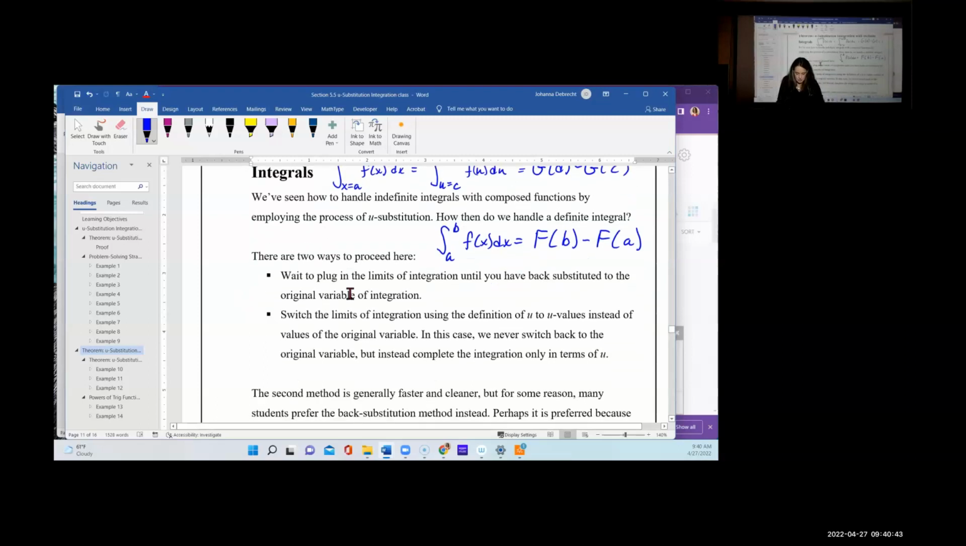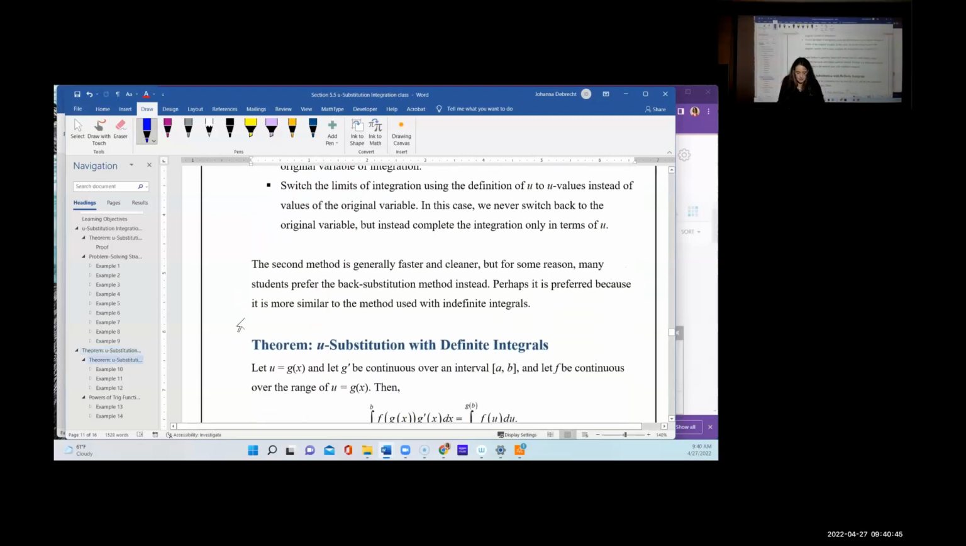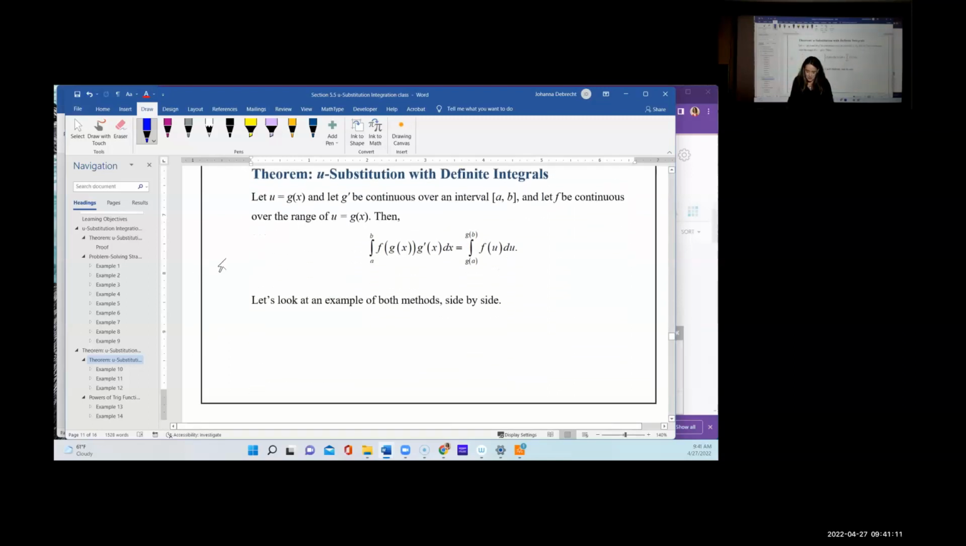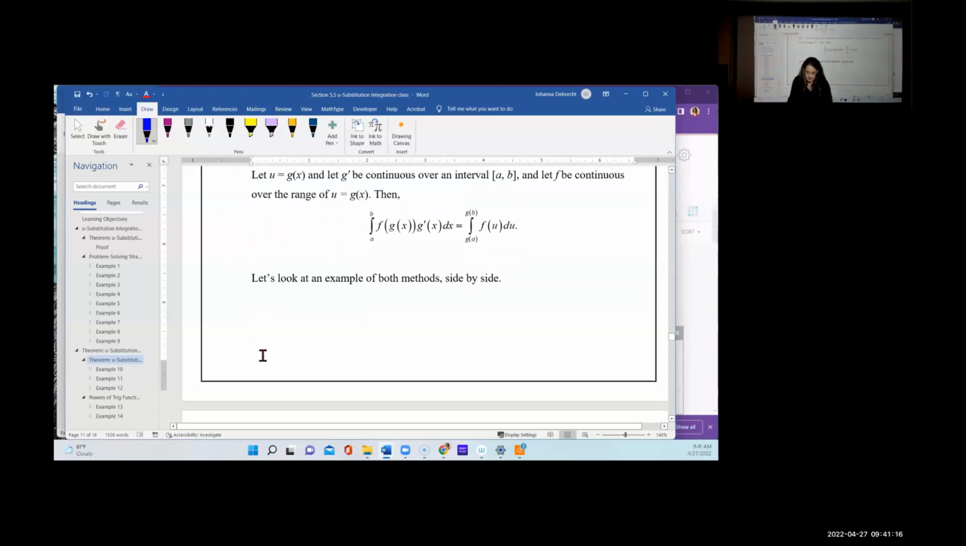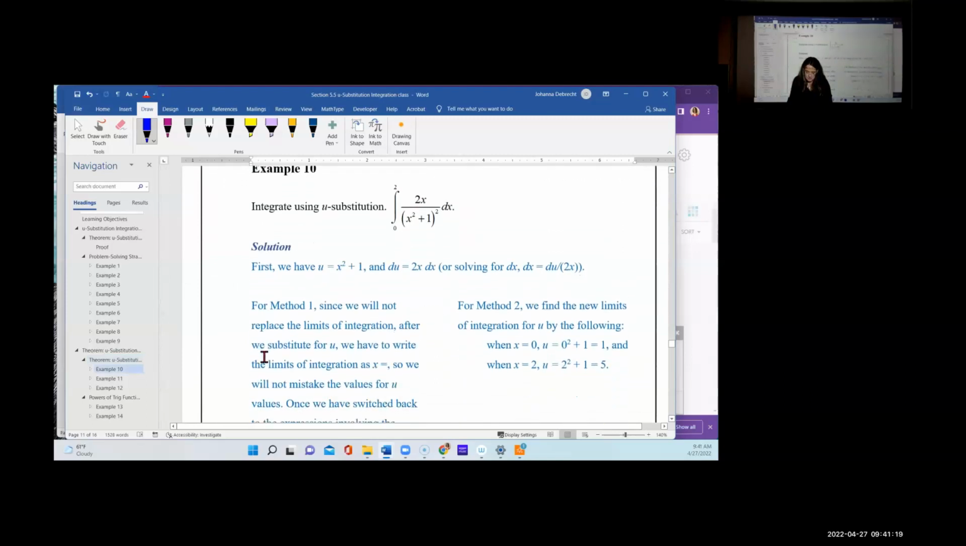So now let's take a look at what it looks like. The second method is faster, cleaner, takes less work, less prone to error. I'm going to show you both methods. I'm going to push you towards method two because statistically it is the better method. But if you still have this overwhelming preference for method one, it is perfectly valid, and I will take that as well. Okay, so let's take a look at the methods side by side.